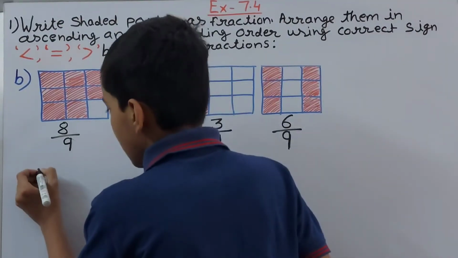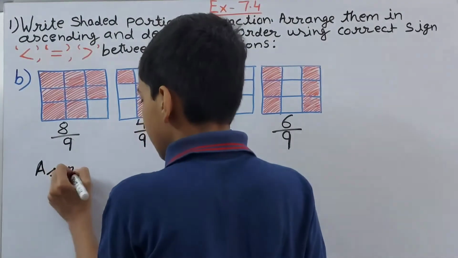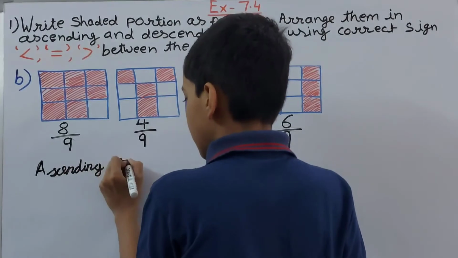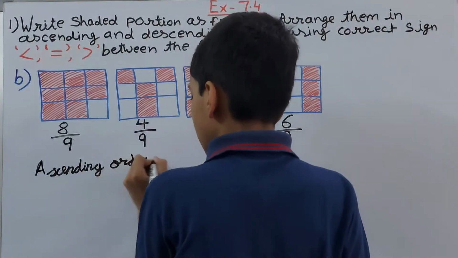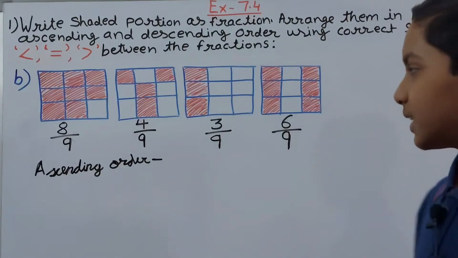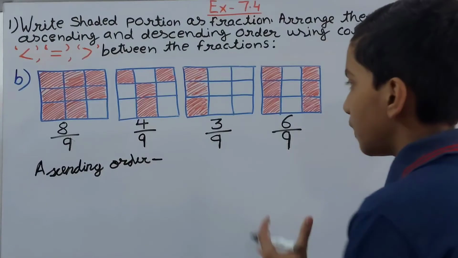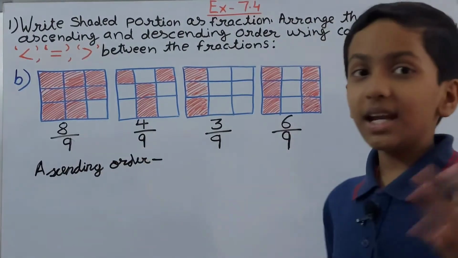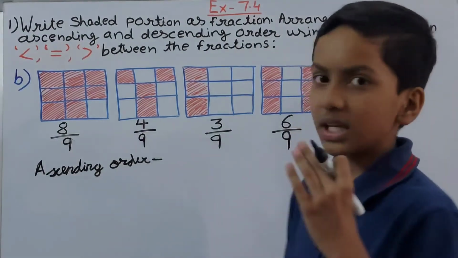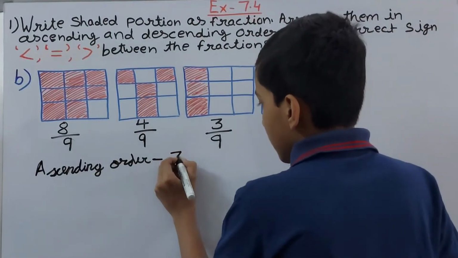First we will start writing their orders. So first order here we will start writing is ascending order. Alright, and let us see. So all the fractions here have the same denominator, which is 9. That means we will compare them by their numerators. So in ascending we start from the smallest fraction, which is 3 upon 9 here.